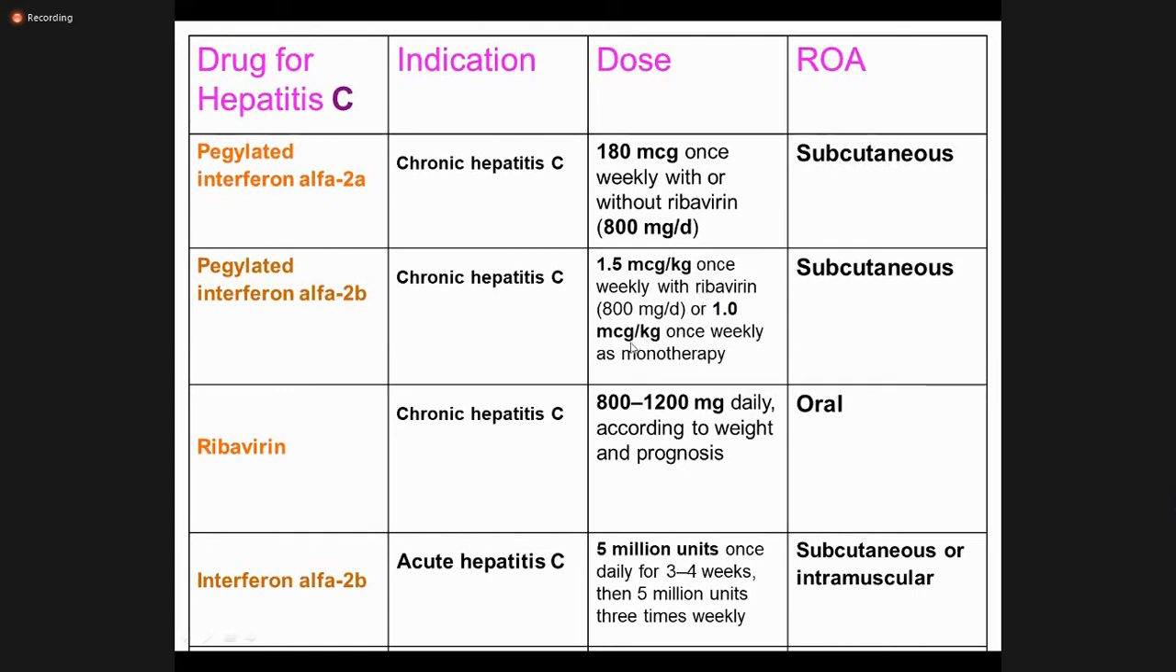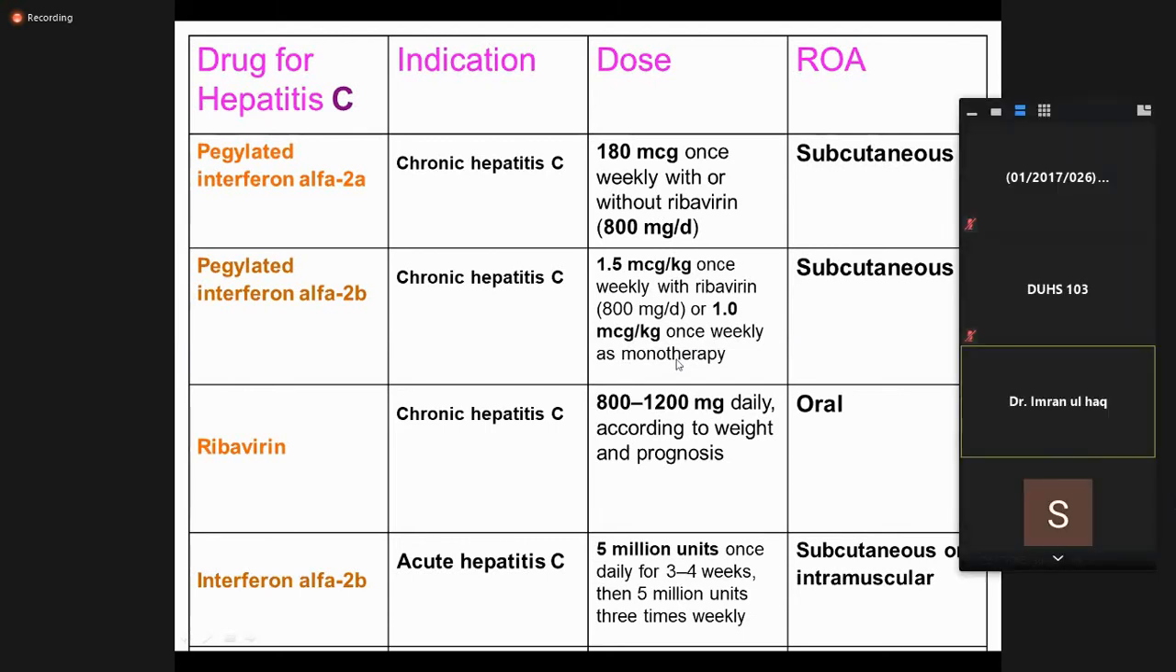Or 1 microgram per kilogram once weekly as monotherapy. So it can be used as monotherapy as well as in combination. It depends on the viral burden, and it depends on the decision of the consultant, the concerned authority, the concerned physician: this patient should start the therapy with only pegylated interferon, or this patient should be started on the combination therapy, right? And it depends on the viral burden, right?